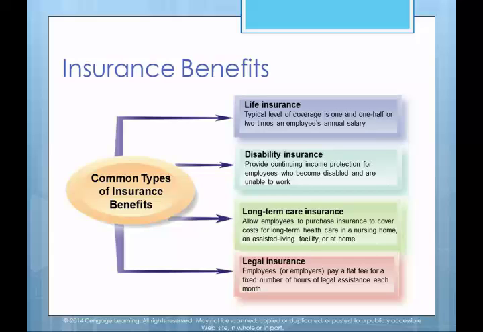So, insurance benefits. Common types of insurance benefits, like I said, life insurance, usually 1.5 times an employee's annual salary. Disability provides continuing income protection for the employee who becomes disabled and is unable to work. Long-term care insurance allows employees to purchase insurance to cover the cost of long-term health care in a nursing home, assisted living facility, or at home. And then legal insurance pays a flat fee for a fixed number of hours of legal assistance each month.